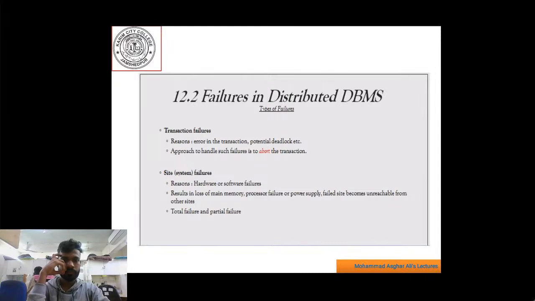Reason: hardware and software failure. These result in loss of main memory, processor failures, or power supply failure, and the site becomes unreachable from other sites. Total failure and partial failures. So system failure is due to hardware and software, and transaction failure is due to errors in transactions.